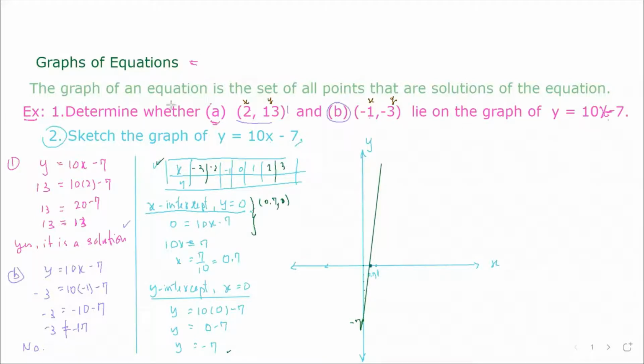So maybe I'll try to draw it here, pin it down. Okay, make it nicer. At the end, because they did not restrict the domain, the value of x, right? X means domain, correct? So we just put the arrow at the end. Okay, so this graph, this green color, represents y equals 10x minus 7.